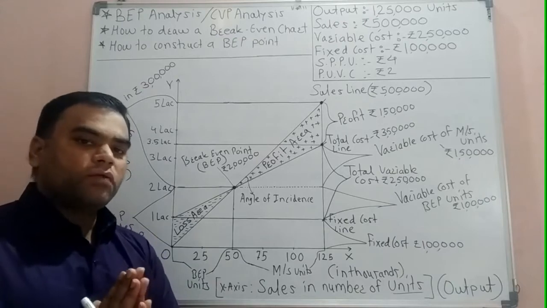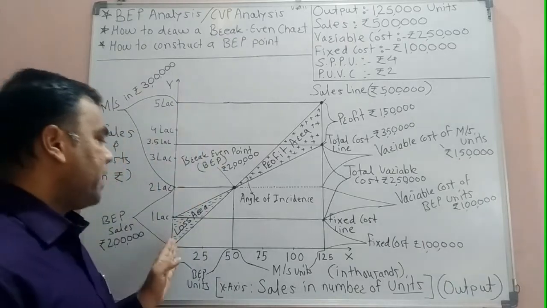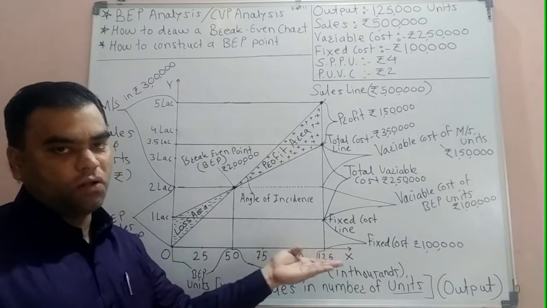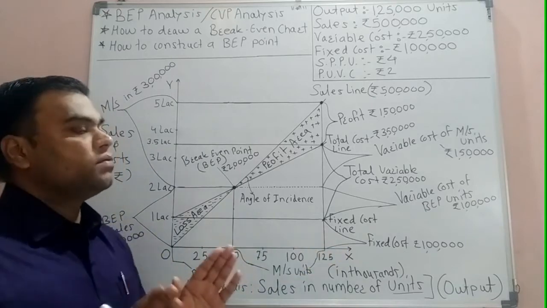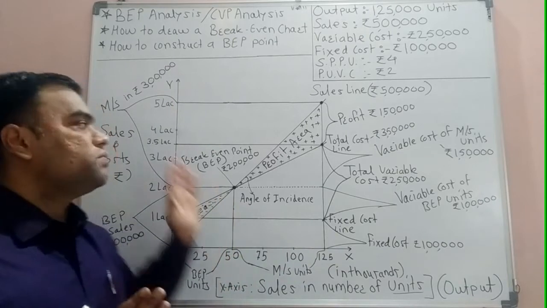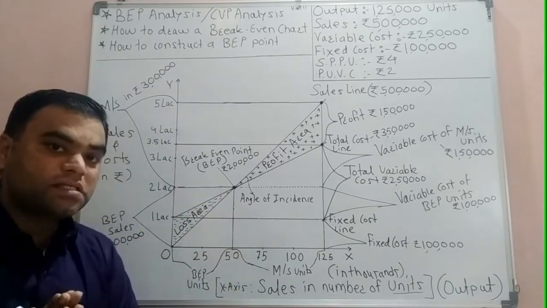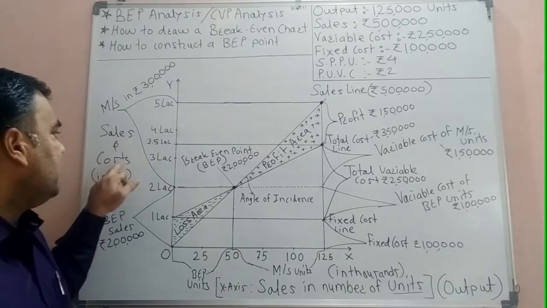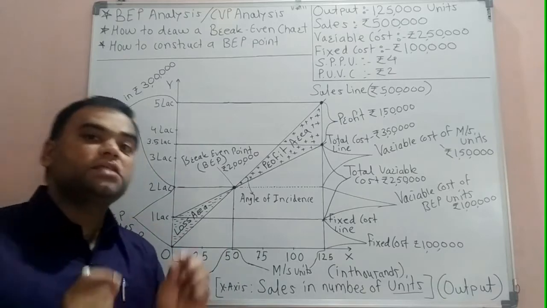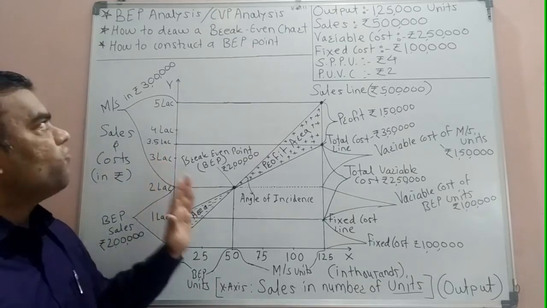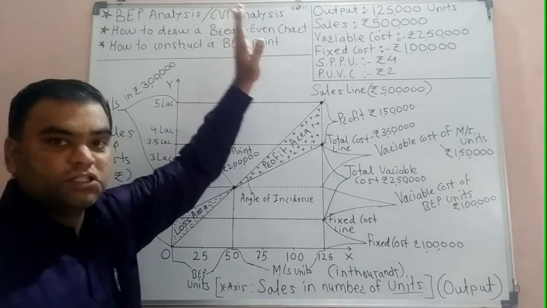First of all, what do we have to do? Draw the vertical y-axis, then draw the horizontal x-axis. Then we have to decide which variables to take on each axis. What do we have to show on the y-axis? Sales in rupees and cost in rupees, while drafting a break-even chart.